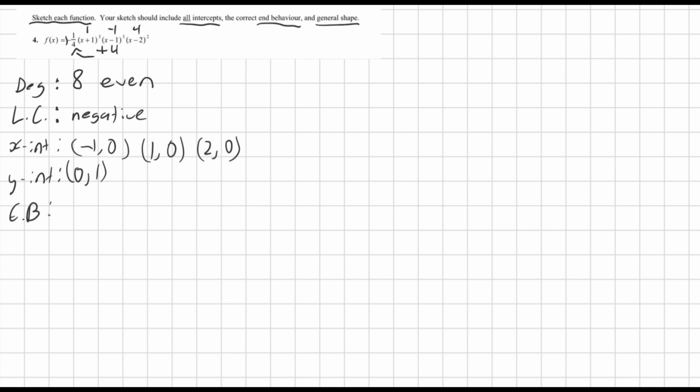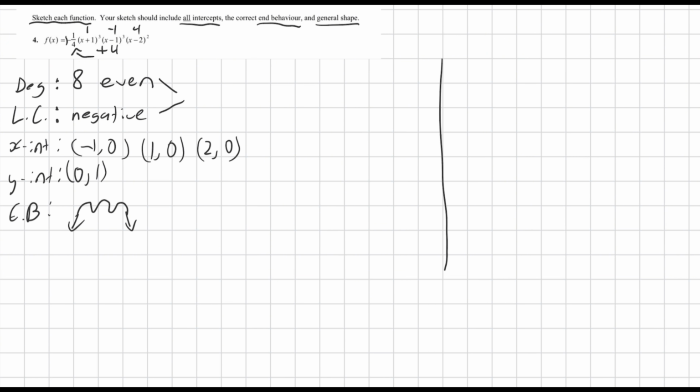Okay, now end behavior. The reason why this is last is because we need our leading coefficient and our degree. If the degree is even, we know that the arms are going to be going in the same direction, but because the leading coefficient is negative, they're going to be facing down. So we can apply that over here. The arms are going to be facing down, and there's going to be random stuff going on in the middle. We don't know yet because we haven't graphed it.